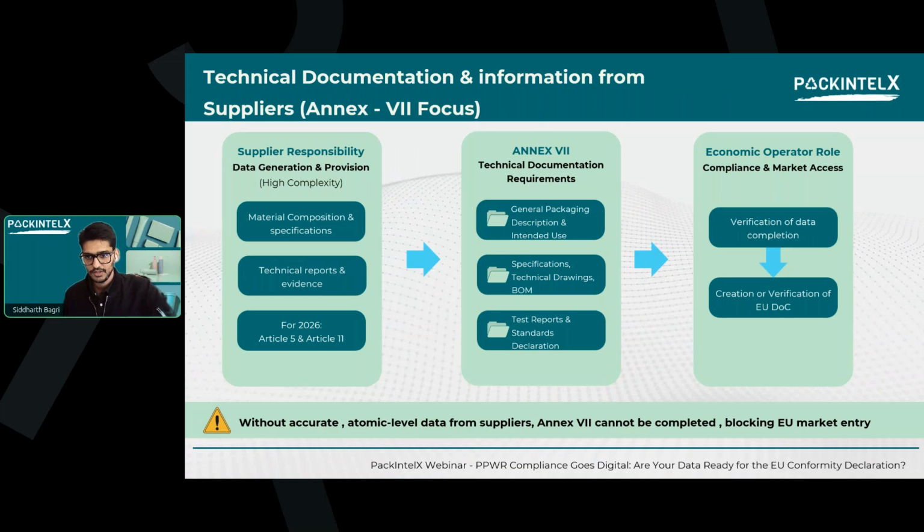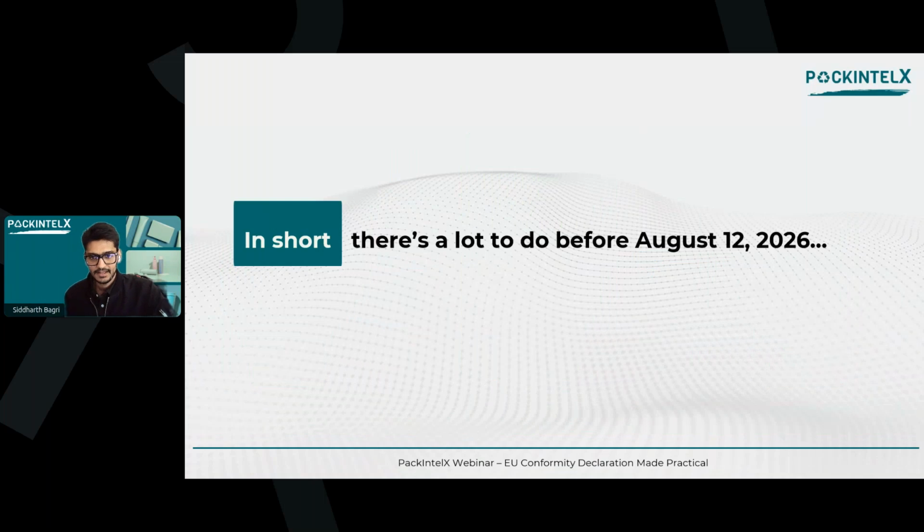If column 1 and column 2 are completed, then you move on to column number 3, which is the creation or verification of the EU DOC. Depending on the role, if you're a manufacturer or a brand owner, then you're creating the EU DOC. If you're not, then you're verifying that there is an EU DOC supplied to you by, in that case, your supplier or customer, depending on the supply chain. So in short, there's a lot to do before 12th August 2026.